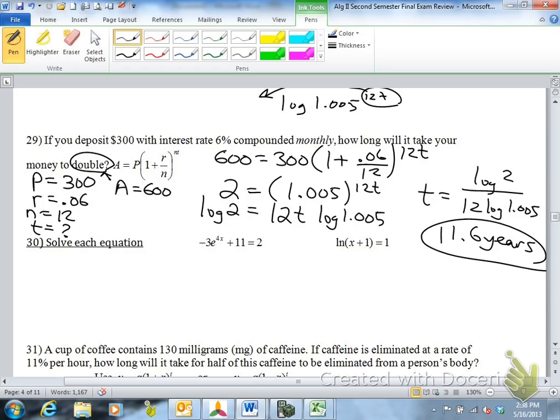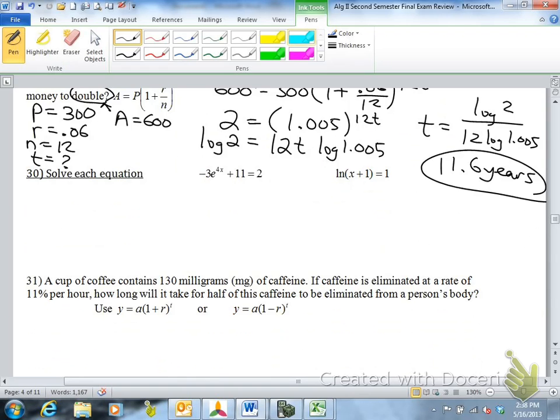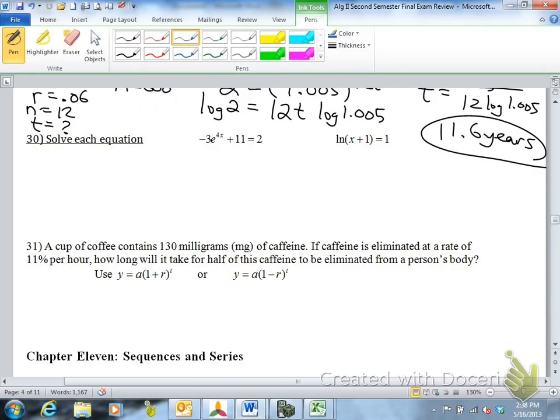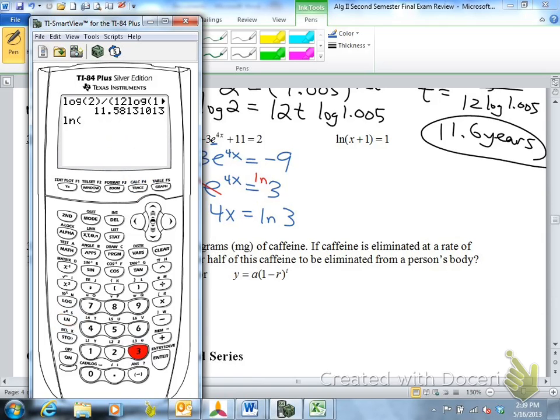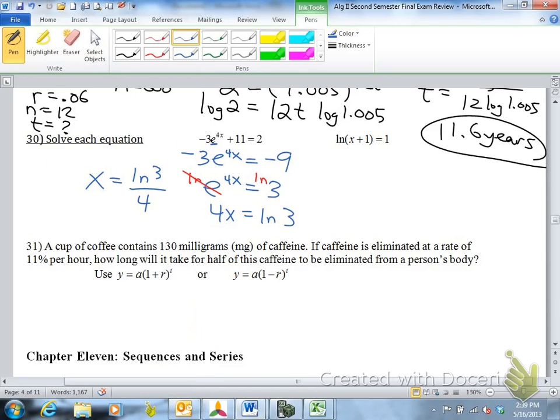Solving exponential equations, logarithmic equations. You want to isolate e. Here's e. So to isolate e, you would subtract 11 from both sides. You would divide by -3. And then from there, you would ln both sides. So when you ln this side and ln this side, the ln and e cancel. So you have 4x equals ln 3. So x equals ln 3 over 4. When you type that in your calculator, it would look like this, ln 3, end parenthesis, divided by 4. 2747.